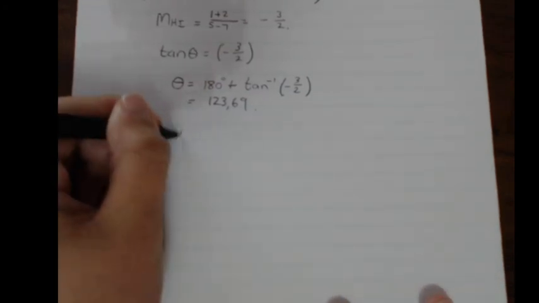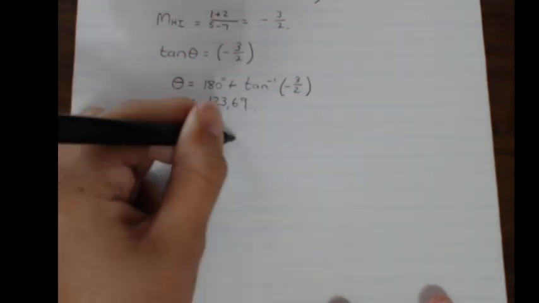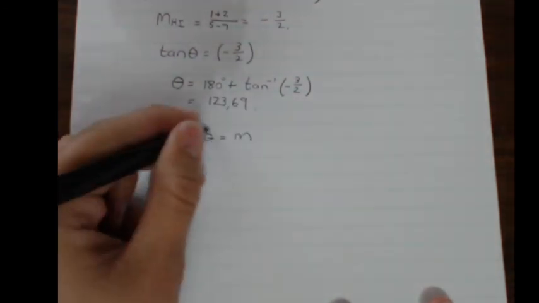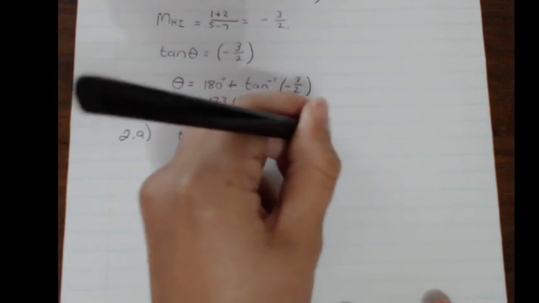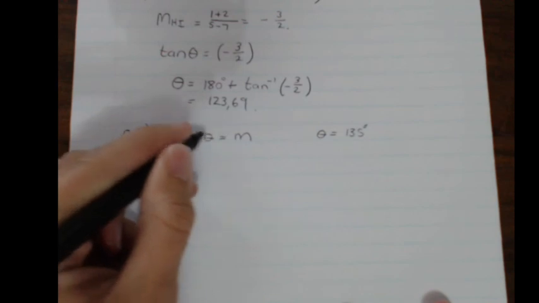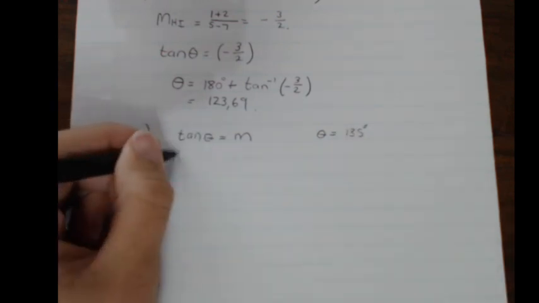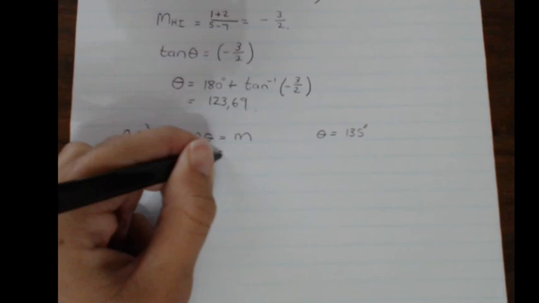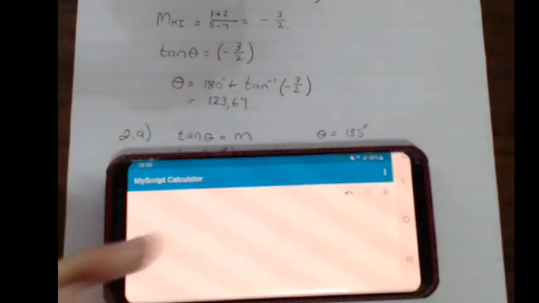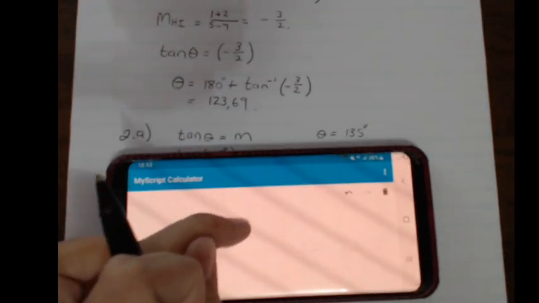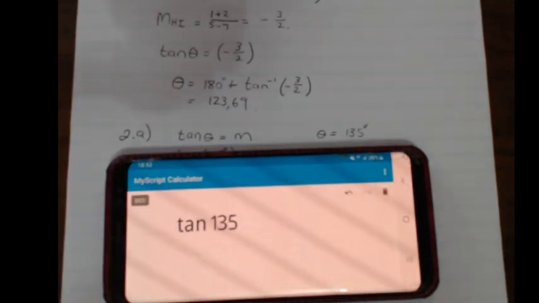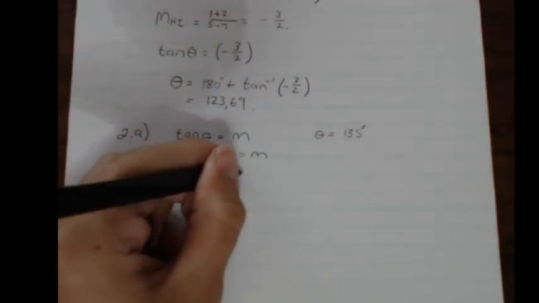So I have number 2A, tan theta is equal to the gradient. I want the gradient, and the theta that they give me here is 135 degrees. I'm just going to substitute my theta in there. So I have tan 135 is equal to my gradient, and I can just tap that into my calculator. Tan 135 is negative 1. So this gradient is negative 1.